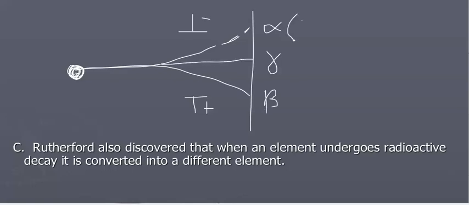So alpha, positive, up here; gamma, no charge, goes straight through; beta, negative, would be attracted to the positive plate. And Rutherford discovered that when an element undergoes radioactive decay, when it emits these particles, it's converted into a different element.